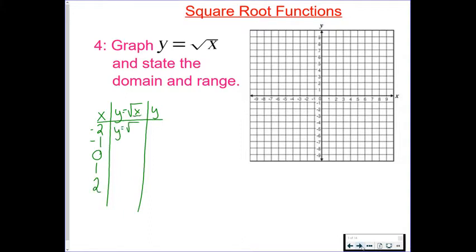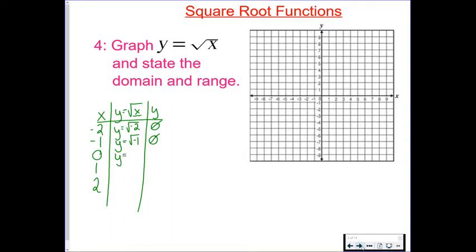Plugging in my x value of -2, I cannot take the square root of a negative. So this does not have any values. I'm going to put a 0 with a line through it just to show that it doesn't exist. Y equals, again, I'm going to plug in my x value of -1. But again, I can't take the square root of a negative number. So this one doesn't exist either.